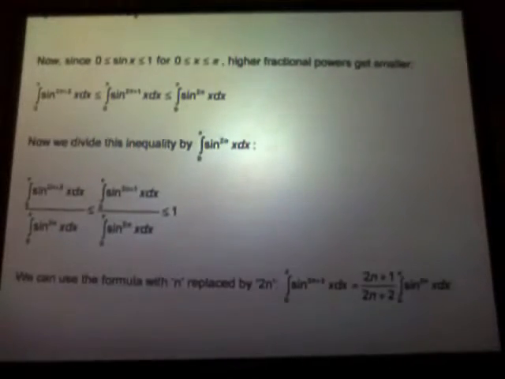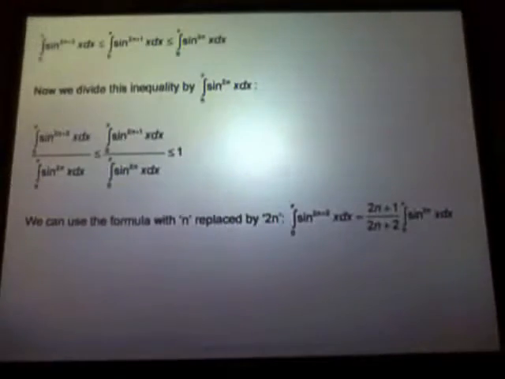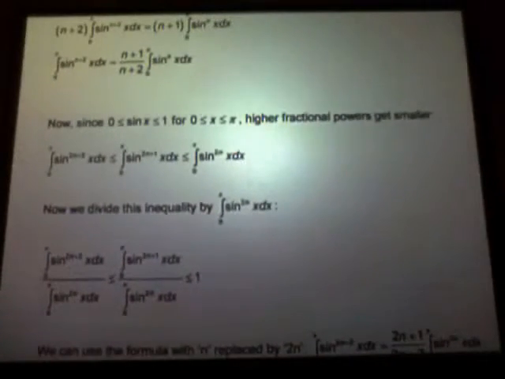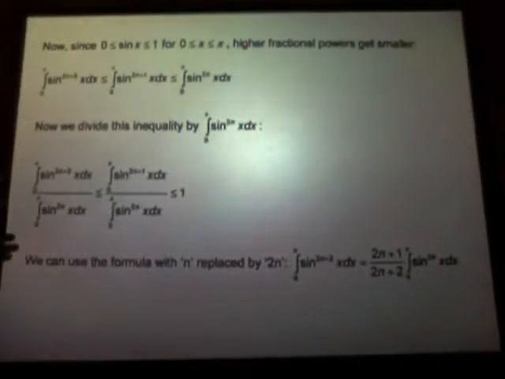So the next thing we do is simplify this sine to the 2n plus 2 using the formula that we just proved, this one up here. So we just plug in 2n, so we just get 2n plus 1. So then the inequality becomes this. The 2n plus 1 over 2n plus 2 is just from the formula. You can bring sine to the 2n plus 2 down to sine to the 2n, and the reason he does that is so these cancel.